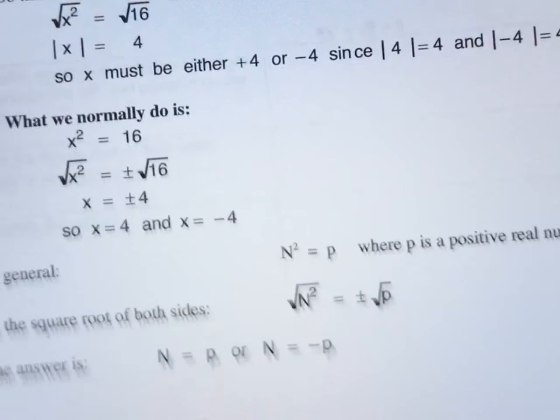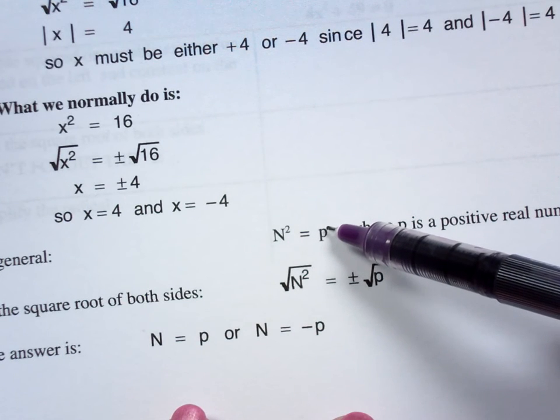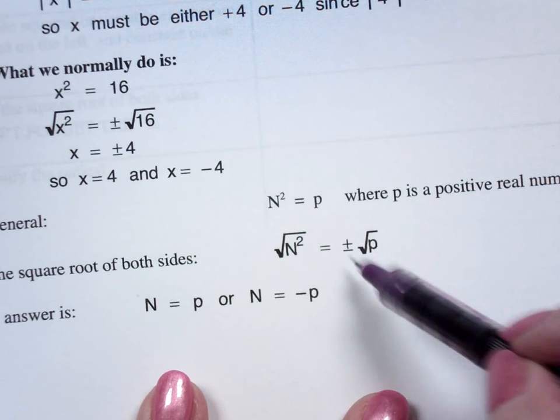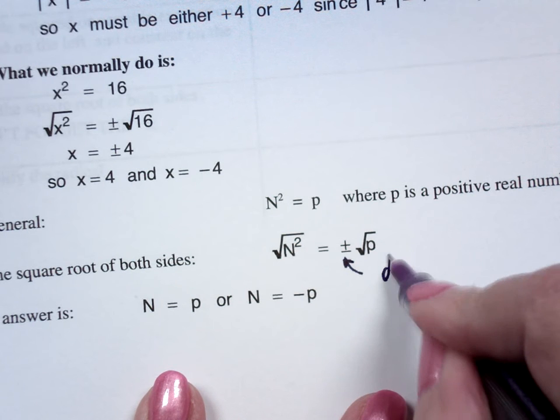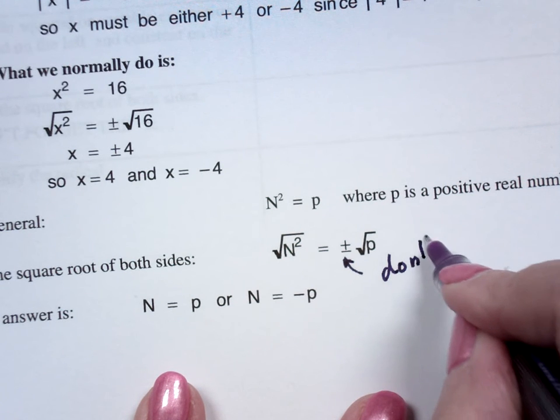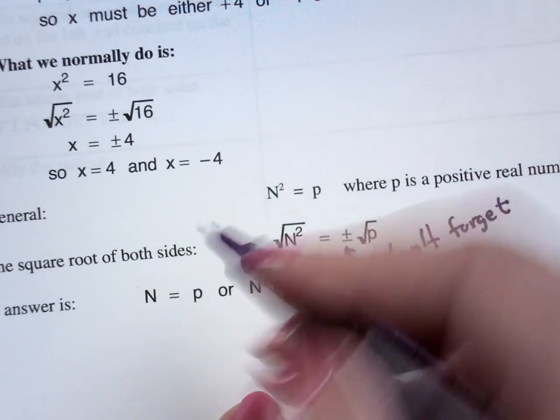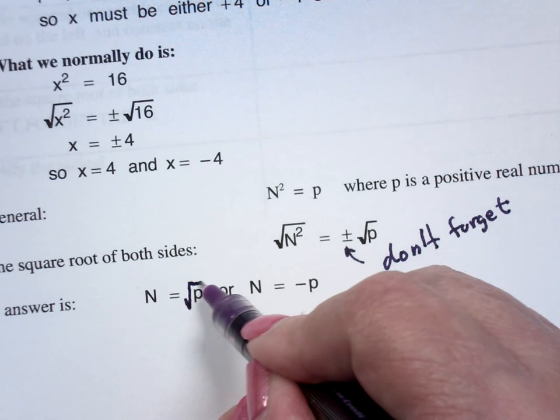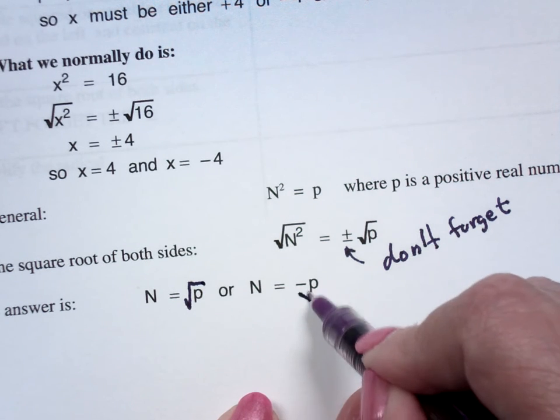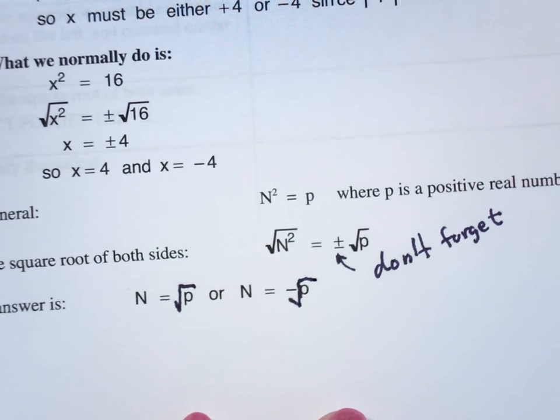So in general, if you have anything squared equaling some constant, you take the square root of both sides. Don't forget the plus or minus, because it's included. That means, and I forgot to fix this, that n itself is either the positive square root, or it is the opposite of the positive square root. You're going to pick up one or the other.